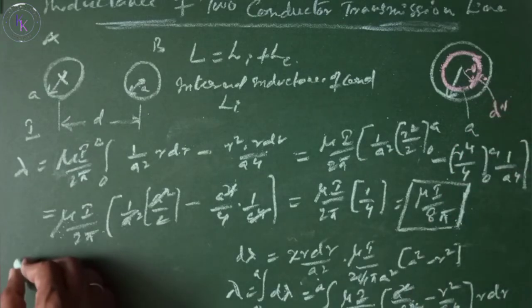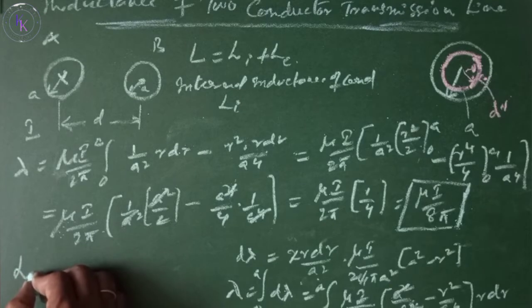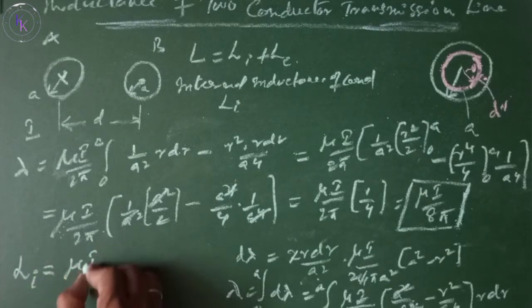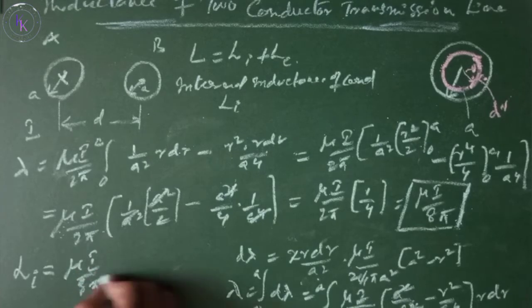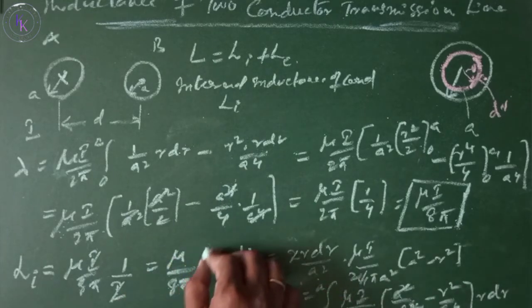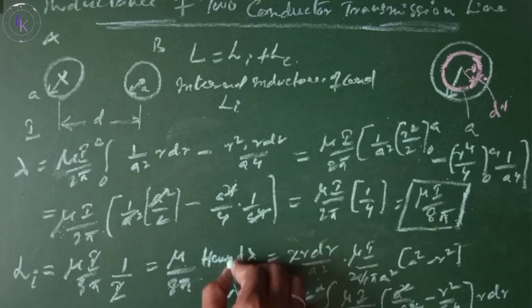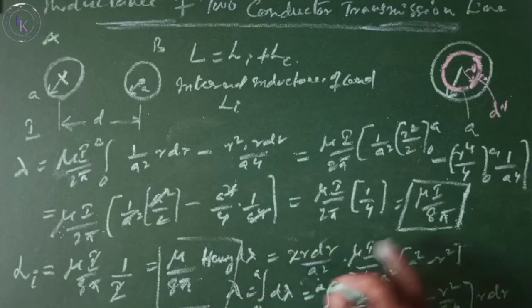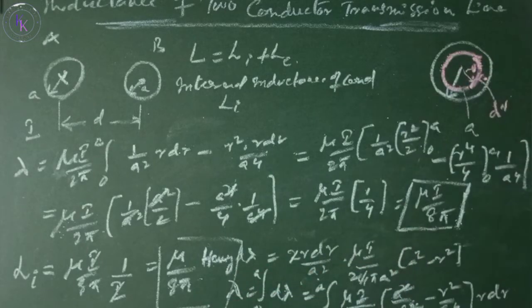So the inductance L inside the conductor, Li, is given by mu I divided by 8 pi, divided by current I. Then you are going to get mu by 8 pi, in Henry. So we got the internal inductance of conductor 1.